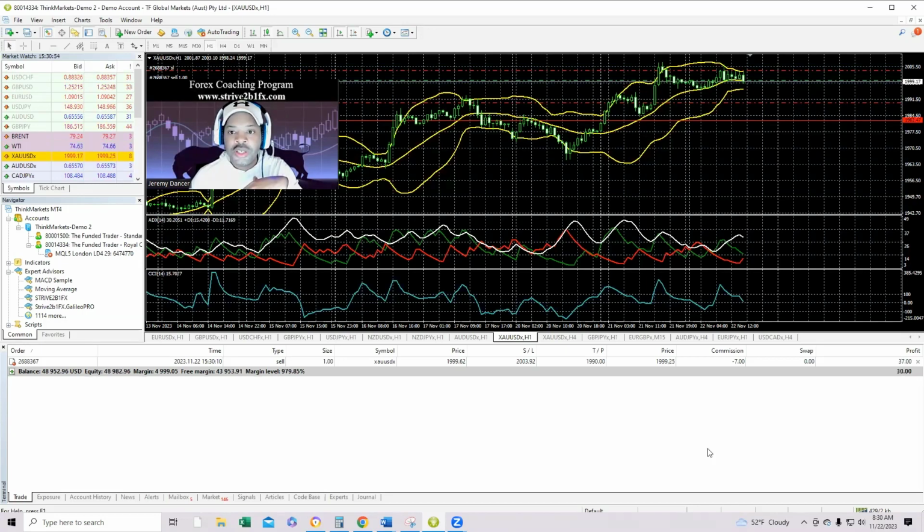Based on my strategy, whichever trade is triggered, it's going to be a big move in that direction. So as we can see, it's playing some funny games at the moment.